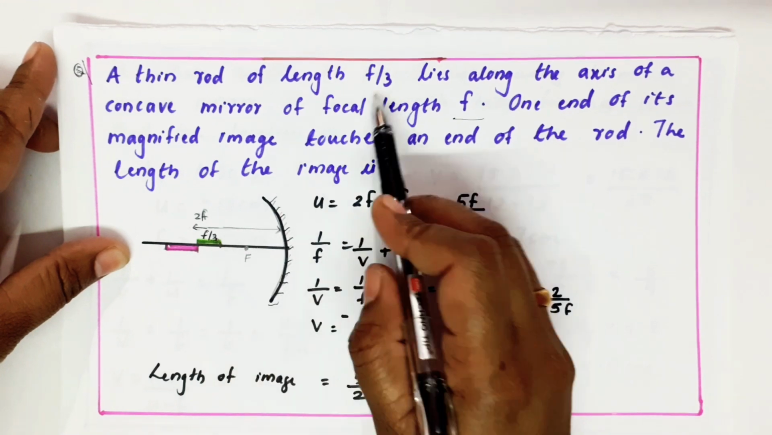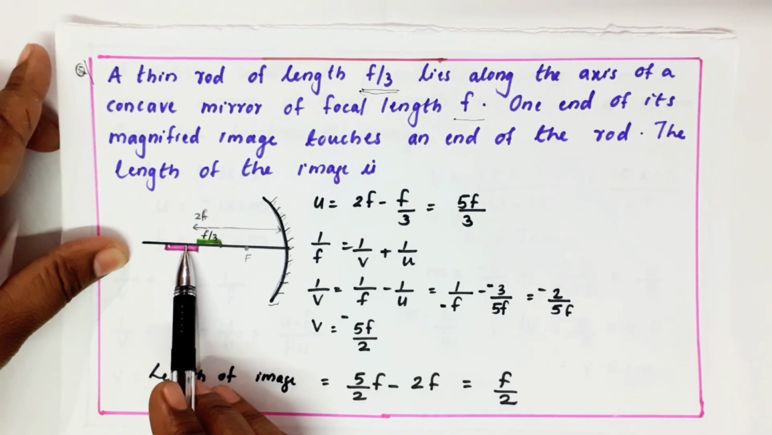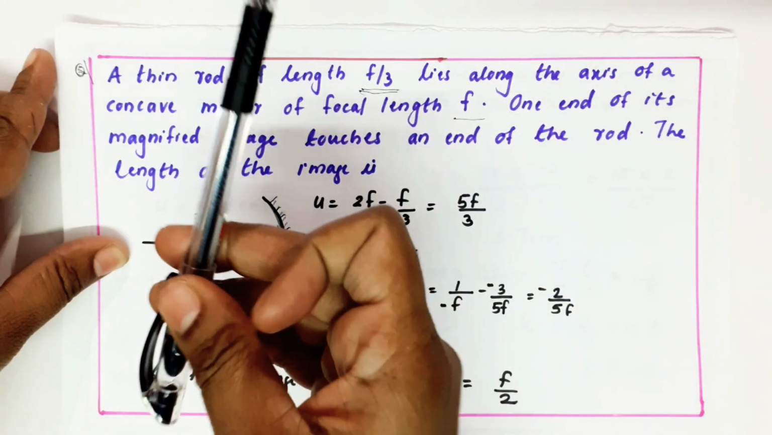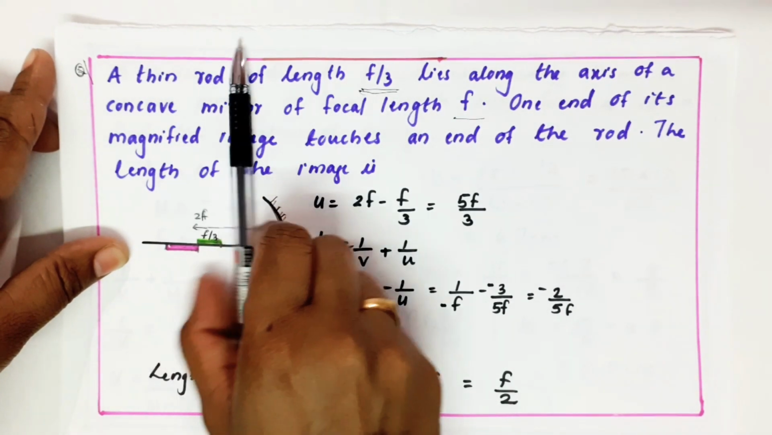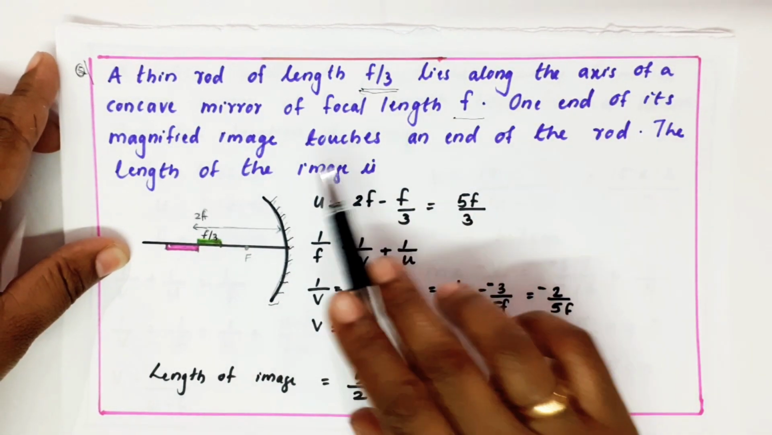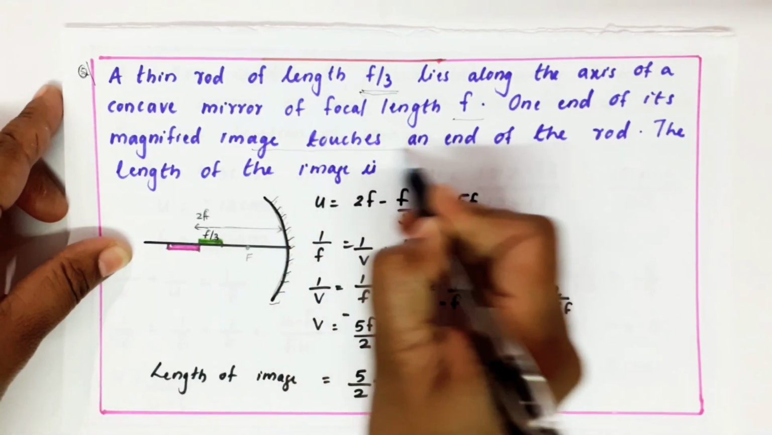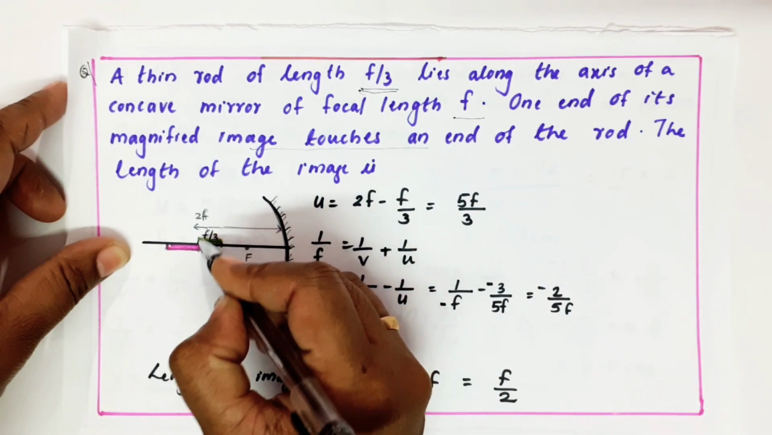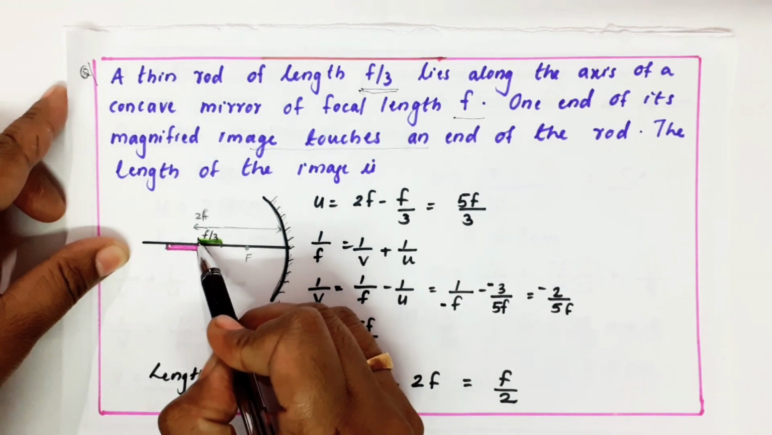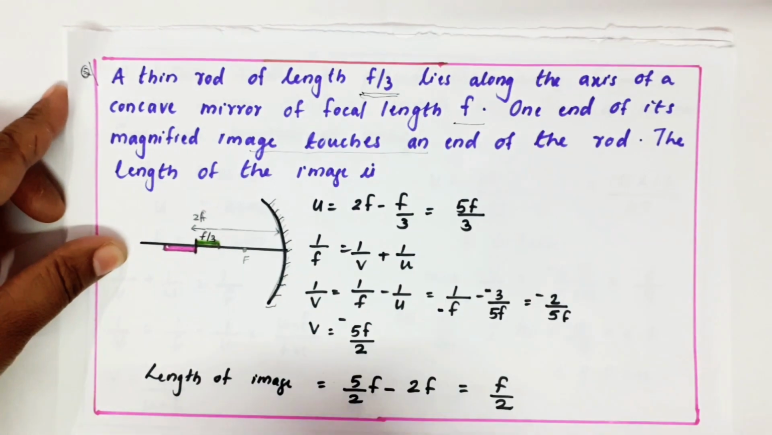You are keeping another rod of length f by 3 along the axis of the concave mirror. Okay, you are keeping that object like this. Like this I am keeping, not like this. Normally we did this type of question differently, but this we are keeping on the axis. One side of its magnified image touches an end of the rod. That is a hint in the question. It means if you are taking this as one end, this green color I marked is the object and this pink color is the image. So one side touches, both the sides like this only. One side is touching the image.